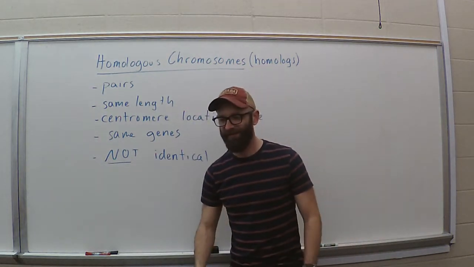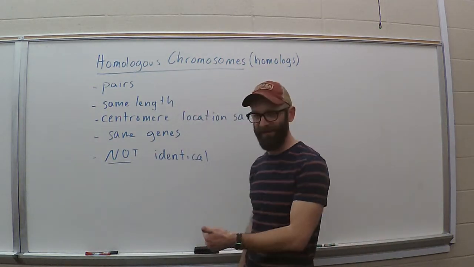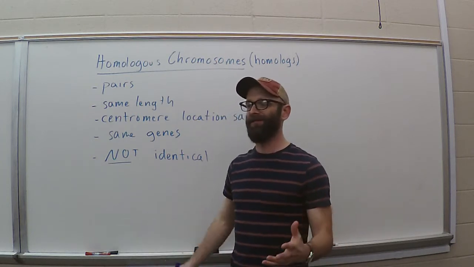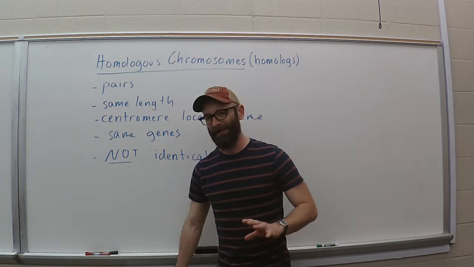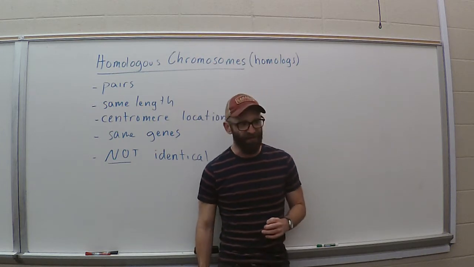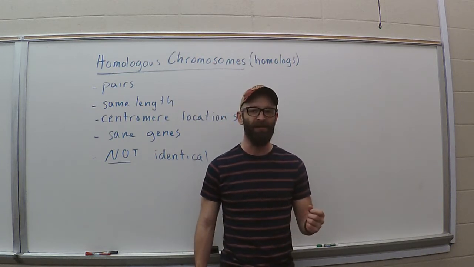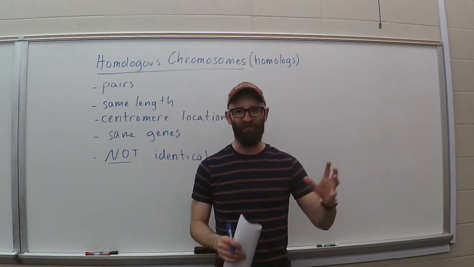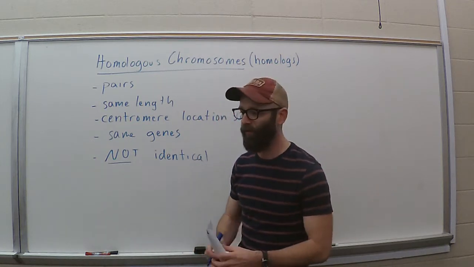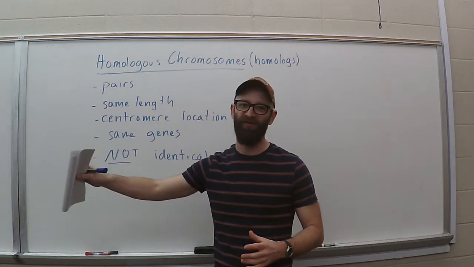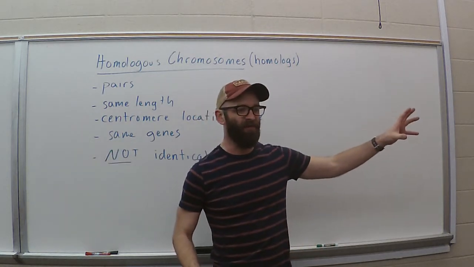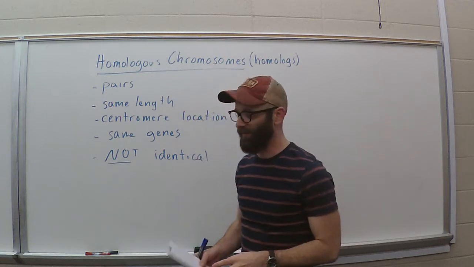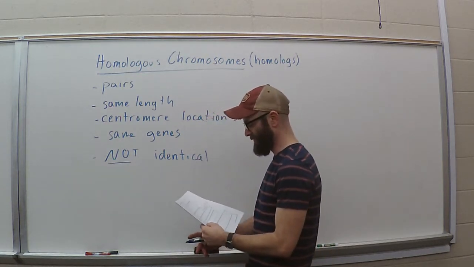And you may be looking at this thinking, well, if they're the same length, they have the same centromere location, they have the same genes, how are they not identical? You'll see what I'm talking about, and I think you may intuitively already understand this. For any gene, you can have any number of versions of that gene. So one chromosome may have one version of the gene, and another chromosome may have the same gene but a different version of it. And we'll go into what those are in a little bit.